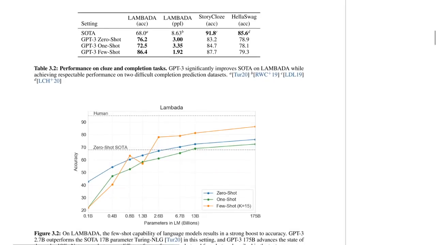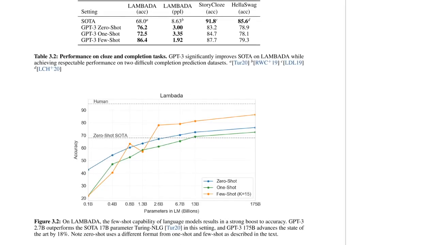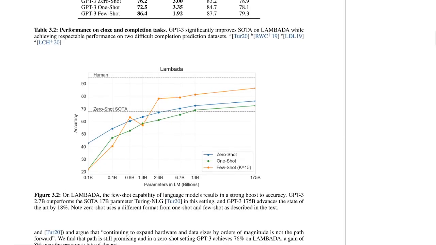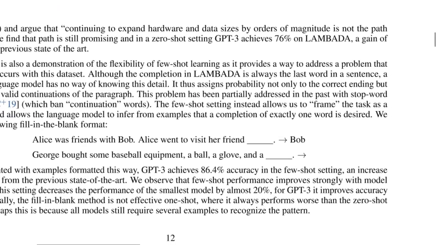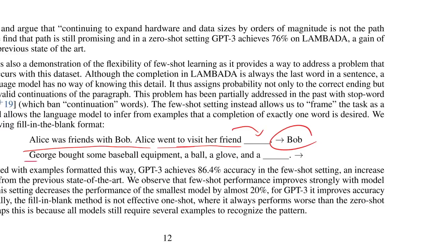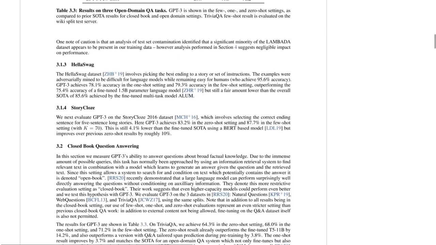So where do we basically go from here? Before we dive into the actual results of the individual tasks, now they're going to formulate these individual tasks. So they have pure language modeling tasks right here. Like, Alice was friends with Bob. Alice went to visit her friend, and then it's, what's the next word? Okay, it's Bob. And George bought some baseball equipment, a ball, a glove, and a. What's the next word? And I guess this should be bat right here.